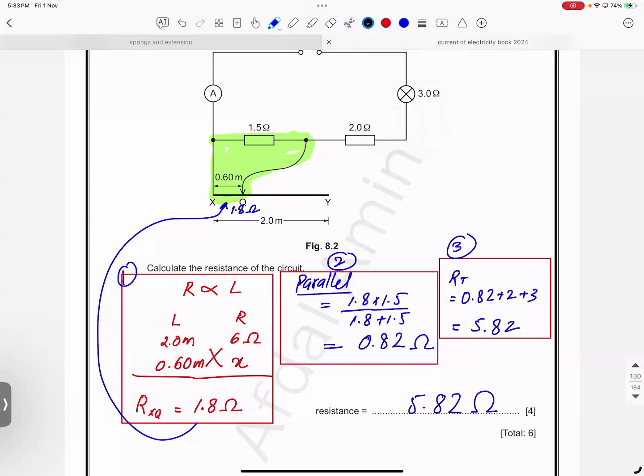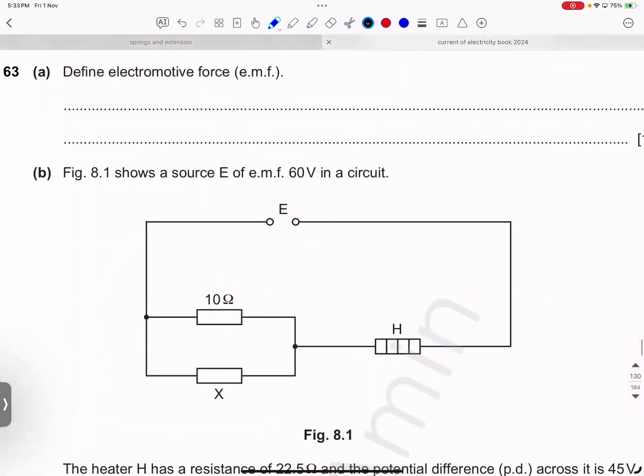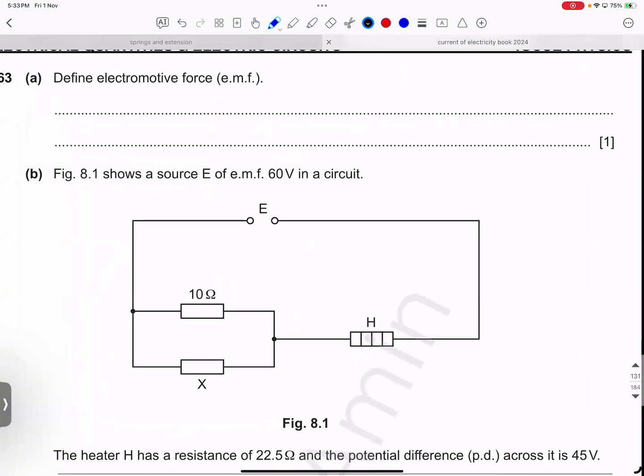Last question. Question number 63. Define EMF. It can have 3 key sentences. I will use 2 of them.